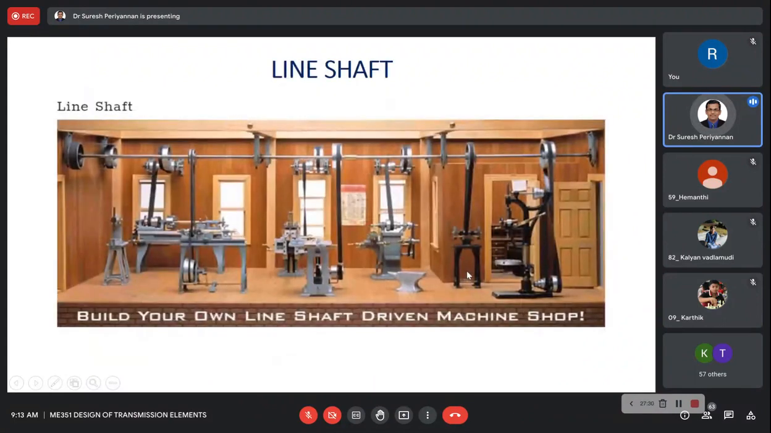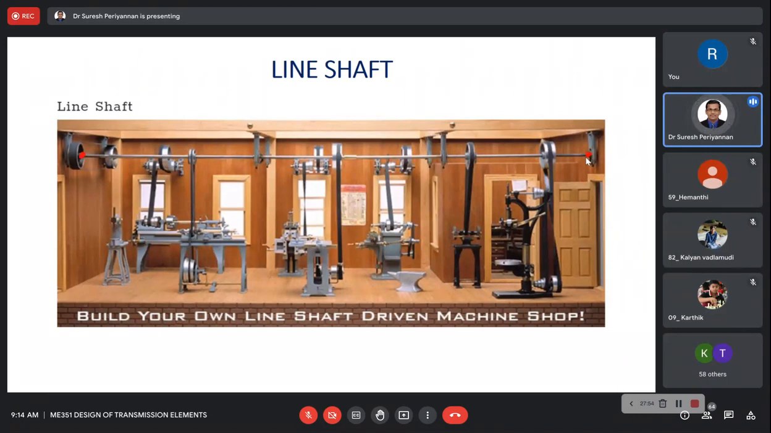Okay, now the line shaft. This is the main shaft. The main shaft is connected to multiple mechanisms to drive them at a time. This is the main power transmission line. See here, in the main power transmission line, we are connecting multiple mechanisms to drive at a time.